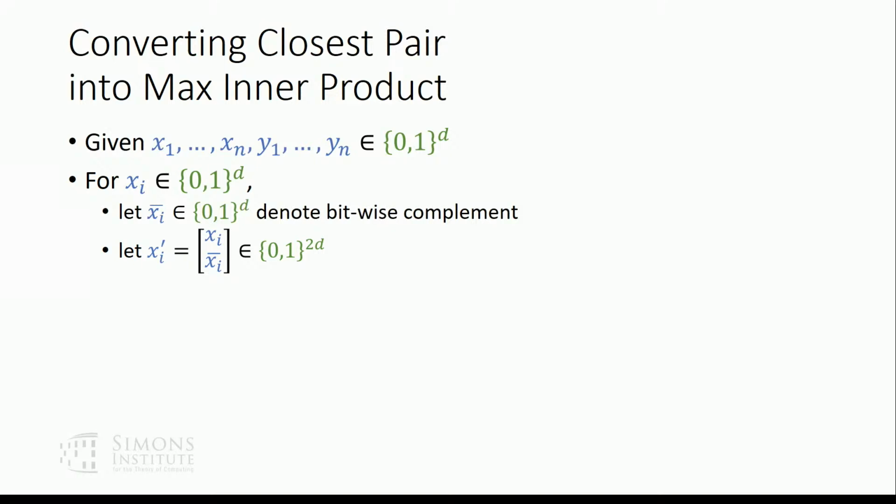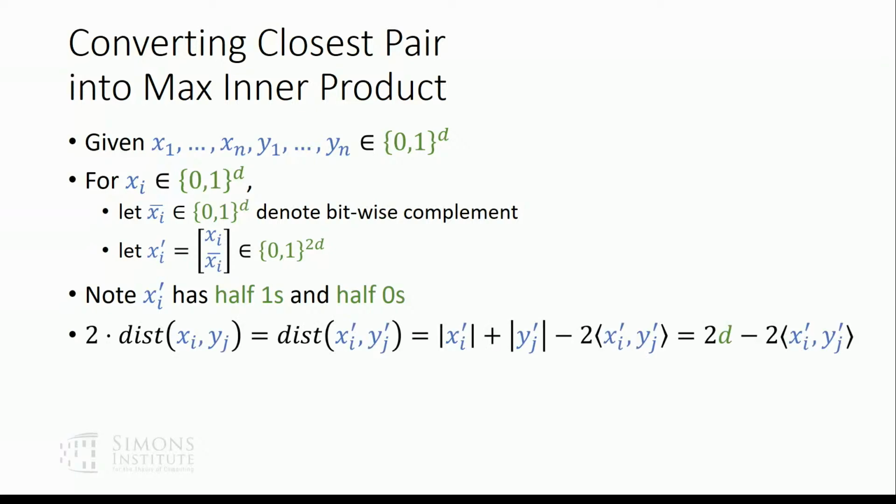So this is a vector of length 2d now, still of 0s and 1s, but it has some nice properties. First is that now x_i prime has half its entries 1s and half its entries 0s, because you match each entry with its complement entry in the second half. And also now the distance between vectors before, you can write in terms of the inner products of these new vectors. You can check that the distance between the prime vectors is twice the distance between the original vectors, because the distance between the complements is the same.